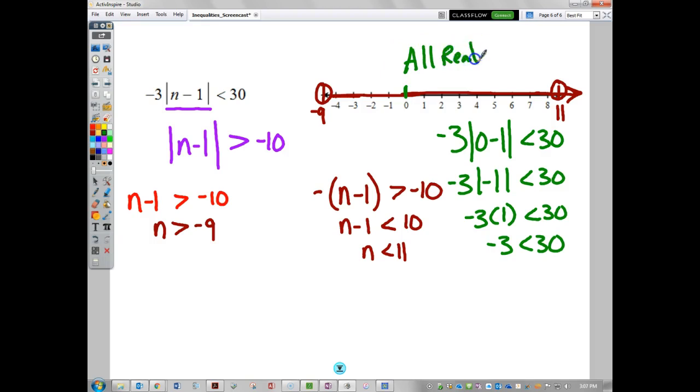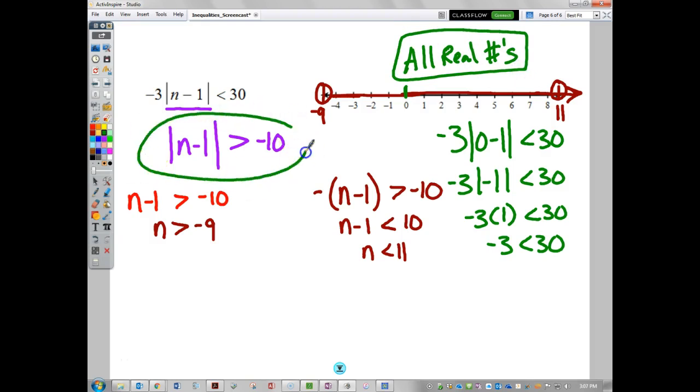They all work. And there was actually a way for us to tell from the very beginning. Once we isolated the expression right here, absolute value must be non-negative, meaning the answer must be positive or 0. And all positive numbers and 0 are greater than negative 10. So from right there, we could tell that any number would make this true. Therefore, all real numbers.